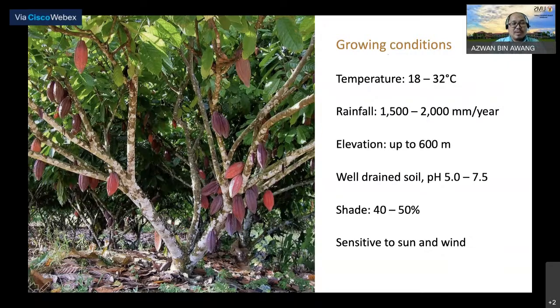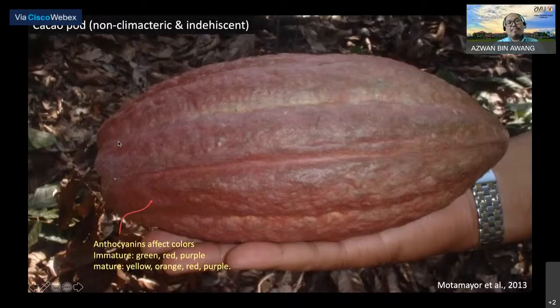All right, let's see now. That's the pod of cocoa. This is what we call the fruit of cocoa, usually called a pod. The pod looks like a rugby ball, and they have different colors, either green or reddish like this. The colors are from anthocyanins. When immature, they are green or red, sometimes purplish, and when they mature, they become yellow and orange, or red or a bit purple.